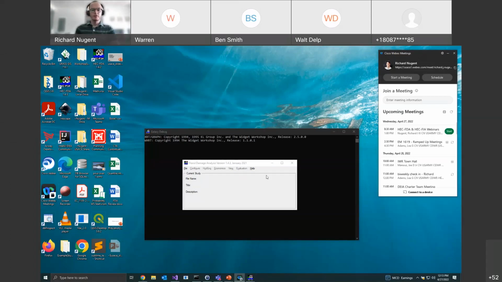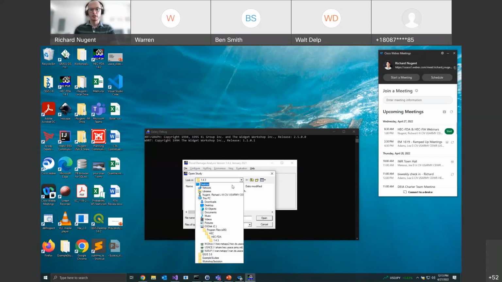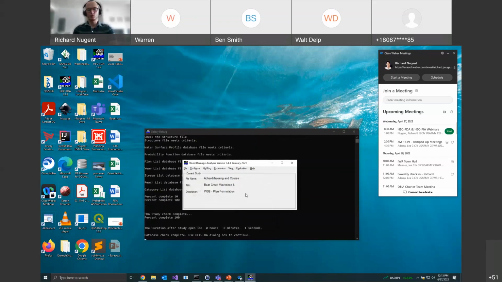We're looking at HEC-FDA version 1.4.3. I'm going to open an existing study, and we'll walk through where you will put in all of the data that we've covered. So bear with me while I open. I have a study set aside that I know is solid. This comes from one of the workshops at the link that I put in the chat, you can download the study at that page.